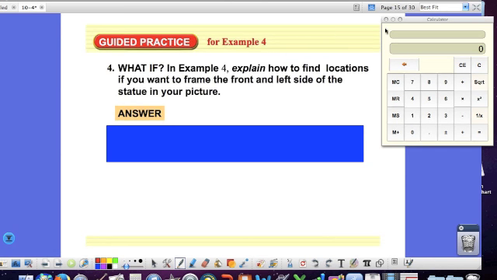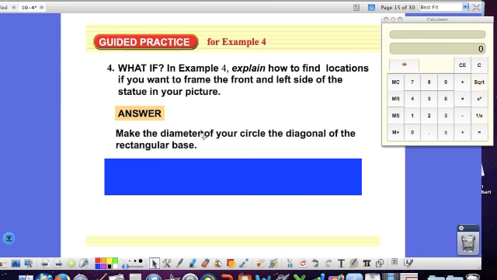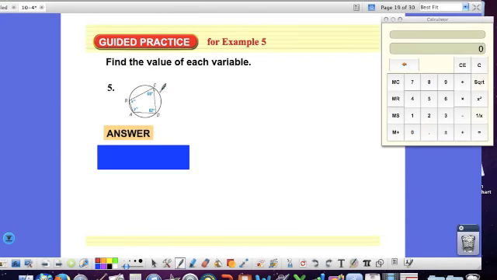What if, in example 4, explain how to find locations if you want to find the front and left side of the statue in your circle. Okay, once again, you would have to stand. I'll just read what they have rather than going through it and then reading it. Make the diameter of your circle the diagonal of the rectangular base. So you would stand over to the side, set up your camera so that it's framed, make that the diameter, and you could figure. I'm going to go through this fairly quickly here.